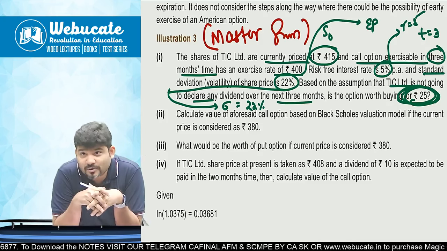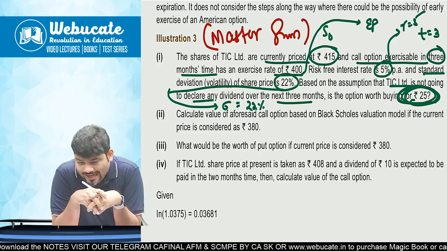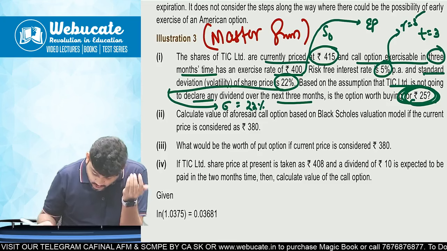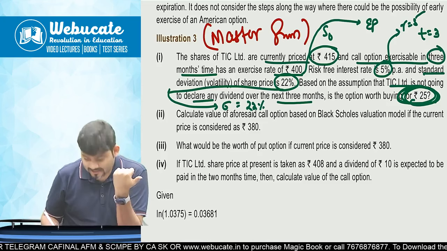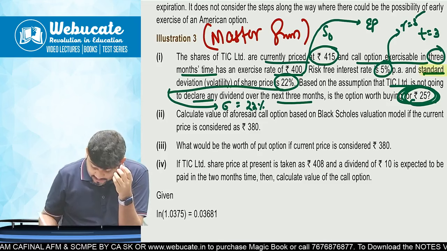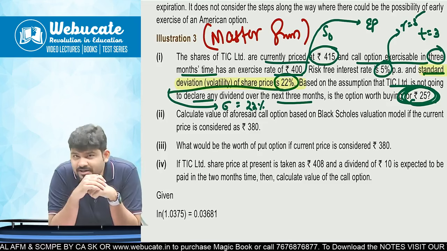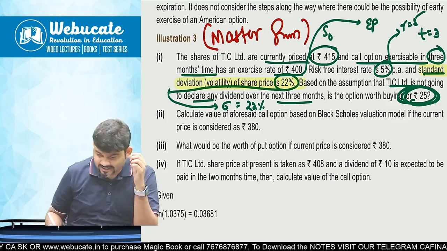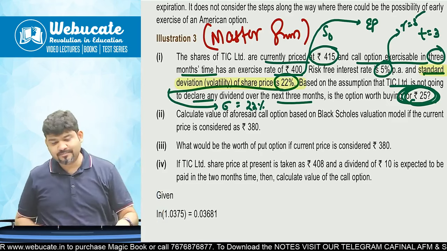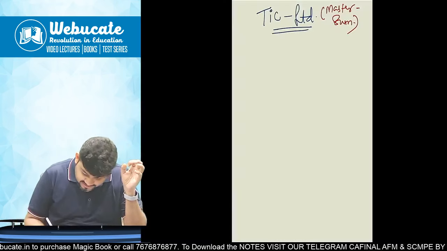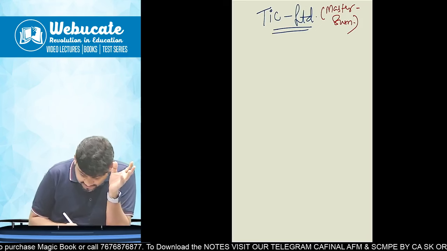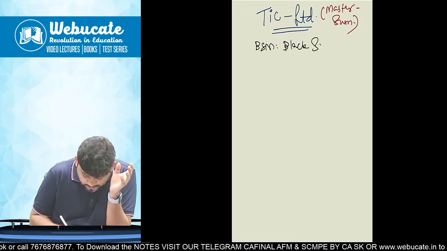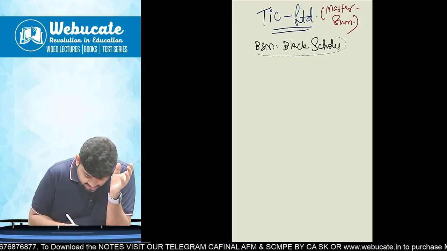So first we will have to calculate the option value using the Black and Scholes method. Now, how do you come to know that this is a Black and Scholes method question? Because in the binomial method and other methods, the standard deviation of share price will not be given. If the standard deviation of share price is given, it is definitely going to be based on the Black-Scholes method. First, we will start with the formulas and then we will solve the question on BSM, the Black-Scholes method.